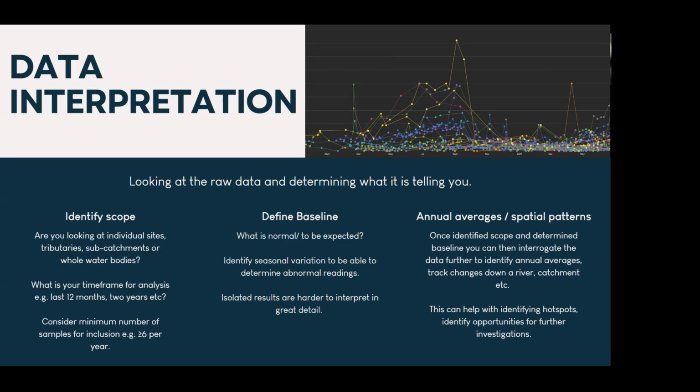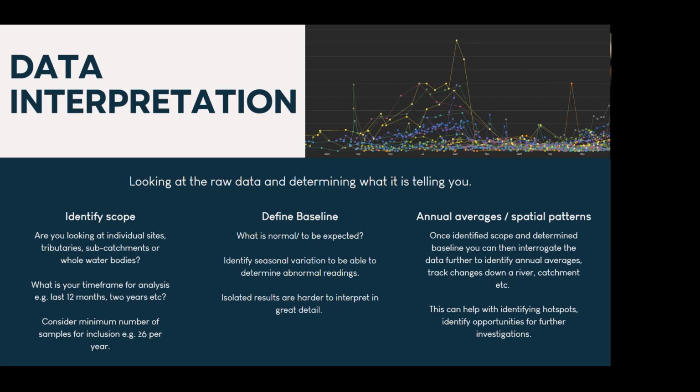But what perhaps might not have been necessarily considered at that stage, but you do need to consider when you're looking at how you can interpret your data, is the kind of time frame that you're looking at, and also the minimum amount of data points that you want to be included in any analysis. So this could, for example, be you might want to look over the last 12 months if you're working over that time frame, or you might be wanting to compare over the last 2 years, 10 years, for example.